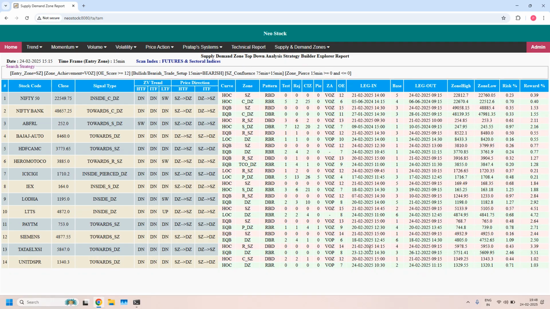That means in these 14 stocks, these 15-minute supply zones are overlapped with 75-minute supply zone. And 75-minute trend, ITF trend, is down in all these stocks. If any of these 75-minute supply zones are having daily EMA confluence, then these 15-minute supply zones are having even more high probability to get the success.